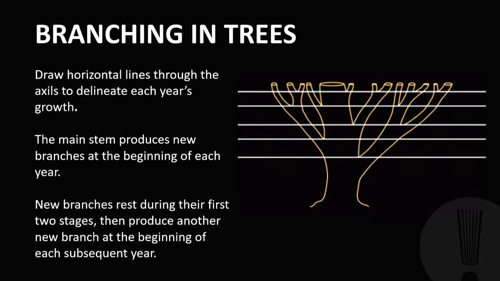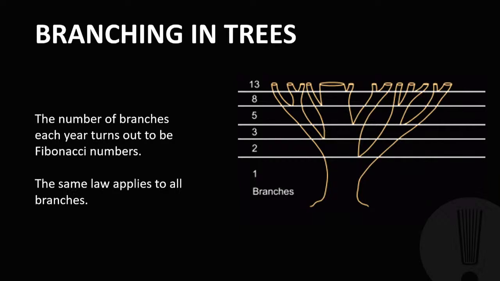So if we draw these lines, and of course this is a perfectly growing tree where all these lines happen to be horizontal, a real tree wouldn't be a perfectly horizontal line. But what we find is that the number of branches each year turns out to be Fibonacci numbers, and that's really just due to this growth pattern where a new branch is produced, but then it waits another year before it starts producing additional branches off of it. So for each year there, you can count at the very top, you end up with 13 branches. The year before, there are 8. Before that, 5. So on.